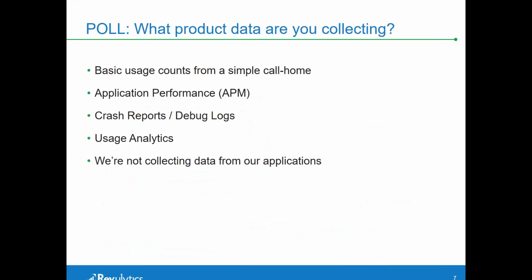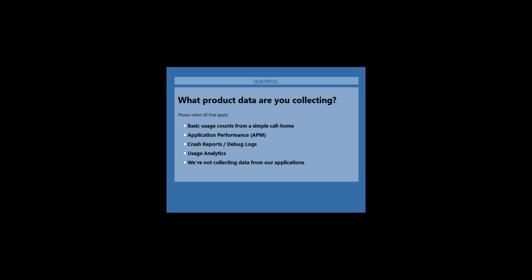And before we go on, we actually have a poll that I would like David to manage, because we would like to know what product data you are collecting right now. So, David? Yeah, so just check the box that applies to what you're doing. Basic usage, are you collecting that data from a call home, application performance data, crash reports, debugging logs, usage analytics, or are you not collecting data from your applications at all? Check the box, hit submit, and we'll share the information with you a little later on in the program. Keith? Thank you very much. So we'll give some people time to reply to that.